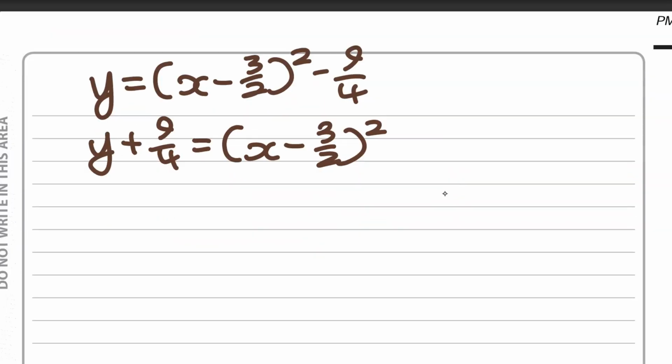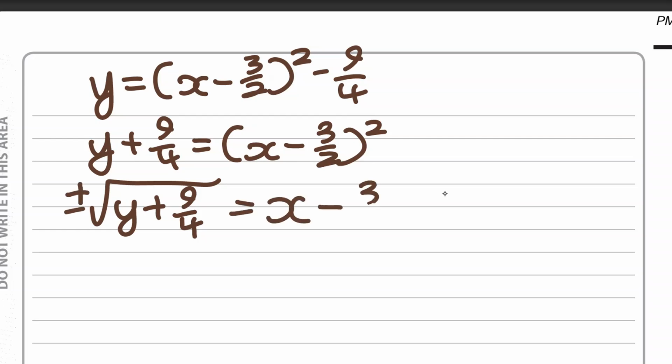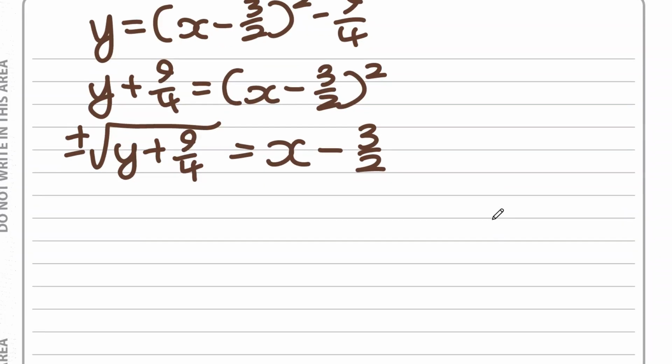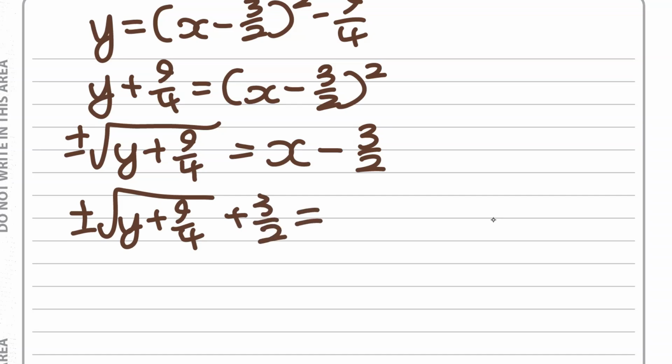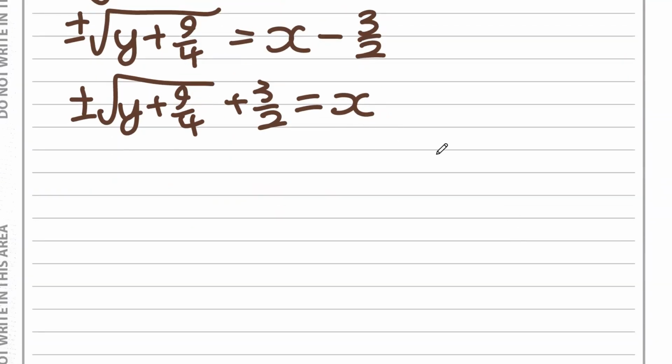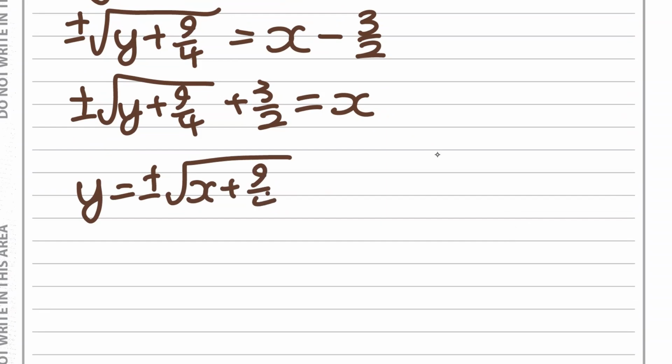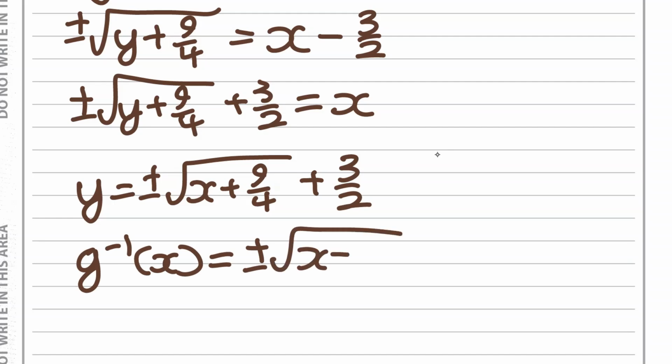Square root both sides, so this will be the square root of y plus 9 over 4, but remember this can be the plus or minus square root, and this is equal to x minus 3 over 2. Then move this minus 3 over 2 onto the other side to get plus or minus the square root of y plus 9 over 4, plus 3 over 2, is equal to x. Then switch the x and y around so it becomes y is equal to plus or minus the square root of x plus 9 over 4, plus 3 over 2. So this is the inverse of g.